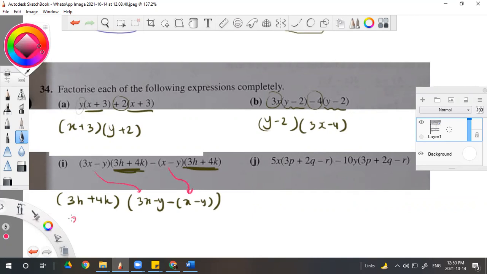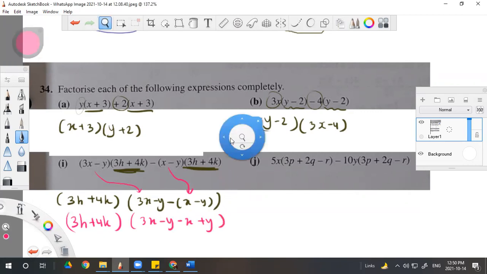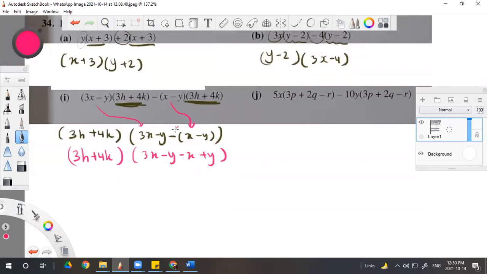Okay, so 3h plus 4k, ya udah ini open bracket aja. 3x minus y minus x plus y, right? Open bracketnya kayak tadi ya, ini minus x plus y. So 3h plus 4k, 3x minus x is 2x. Minus y plus y, hilang. Ya udah, 2x aja, beres.